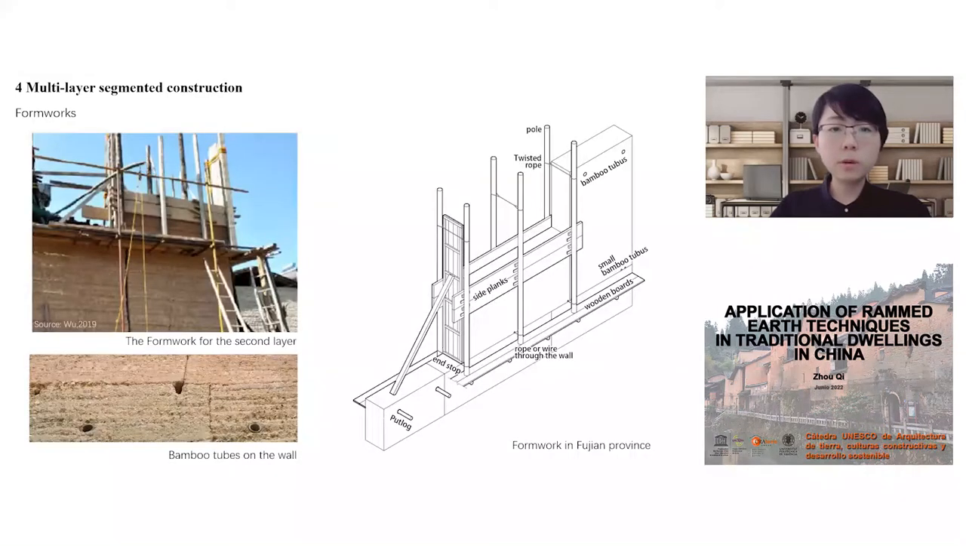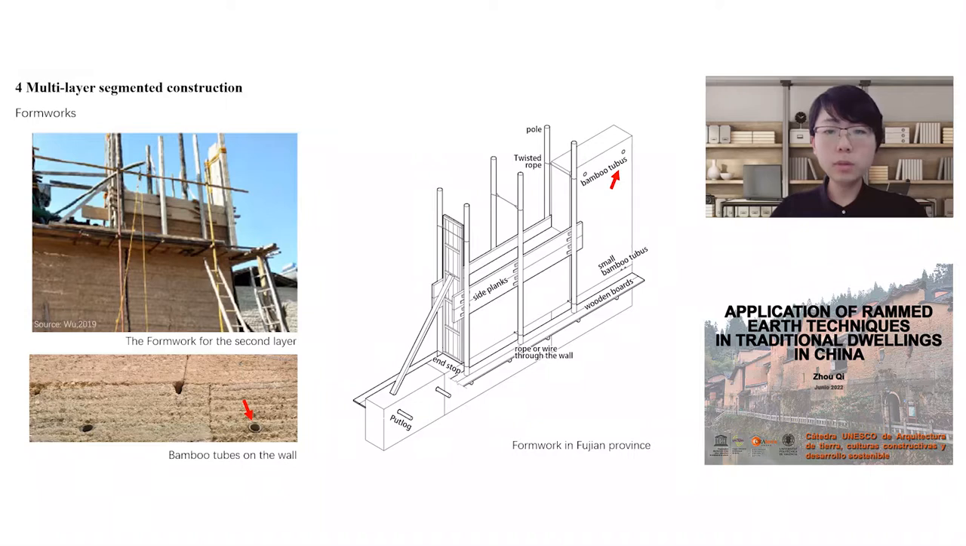For the formwork, the side planks are fixed by poles, just as in segmented construction. But the poles need to be supported by put logs. In Fujian province, bamboo, whose length is equal to the width of the wall, is pre-buried below the top surface. When ramming the second layer, wooden put logs are inserted into the bamboo and hang out to the end outside of the wall.